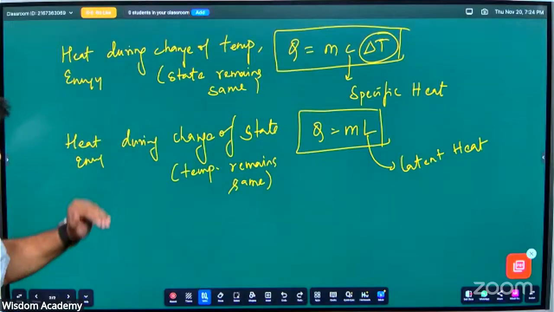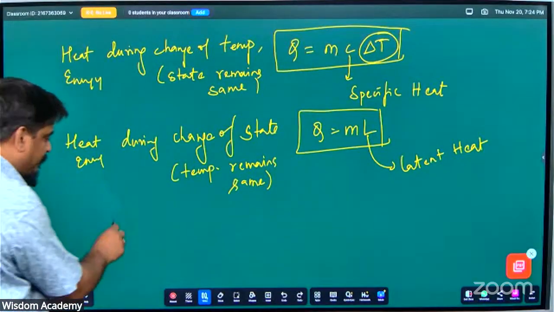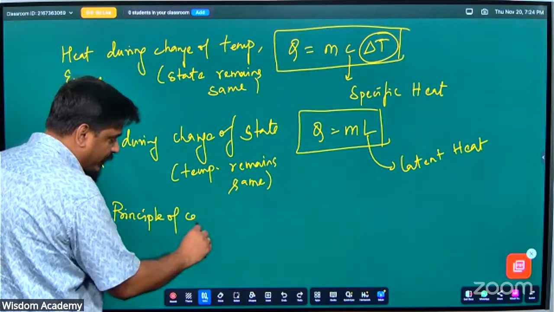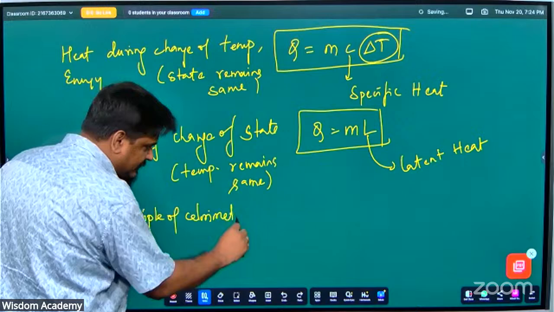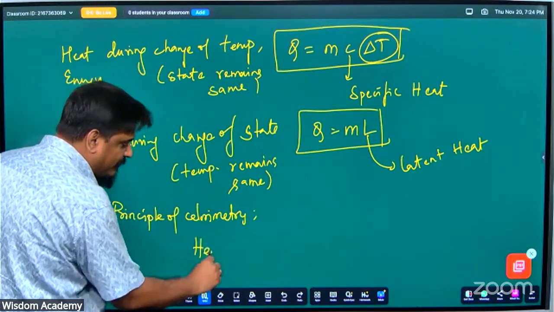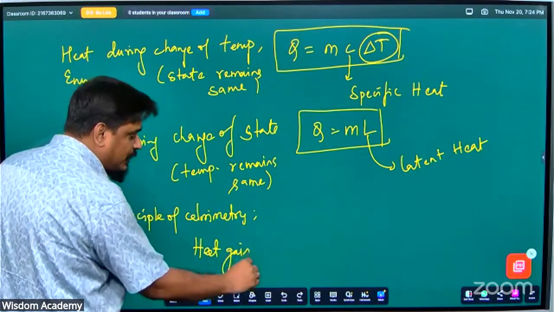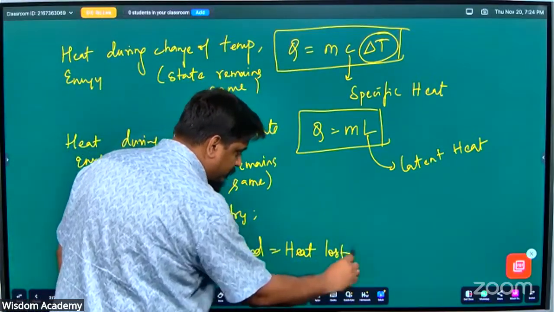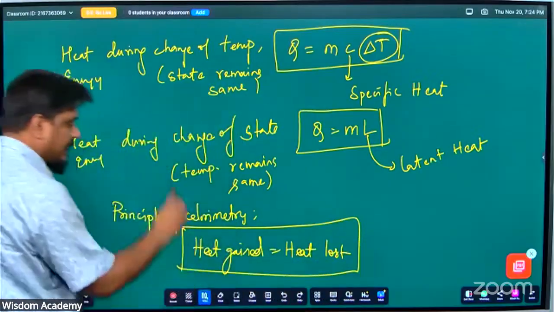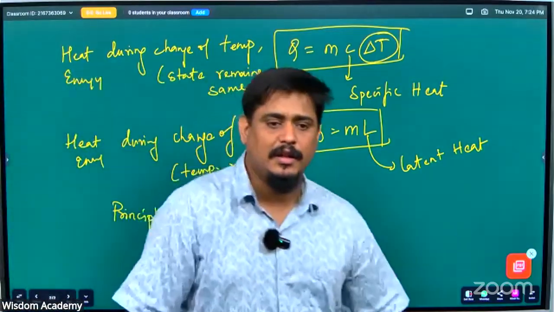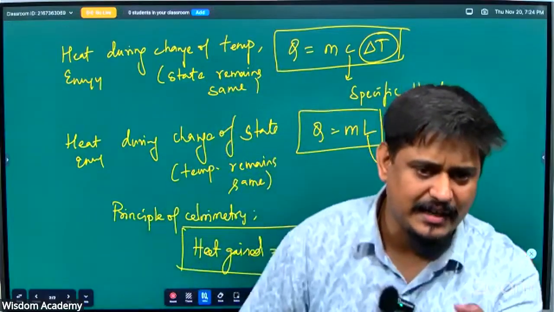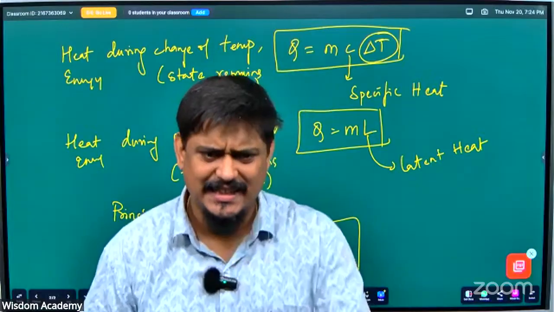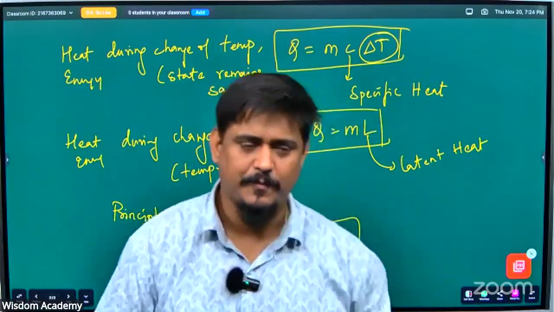Okay? Principle of calorimetry, what does it say? It says that heat gained by one substance is always equal to heat lost by another substance. What does it mean? Suppose, again, the same simple example, water is there in a glass, and you are adding ice. Water is at 30 degrees. Ice is at, suppose, 0 degrees or minus 2 degrees, whatever.